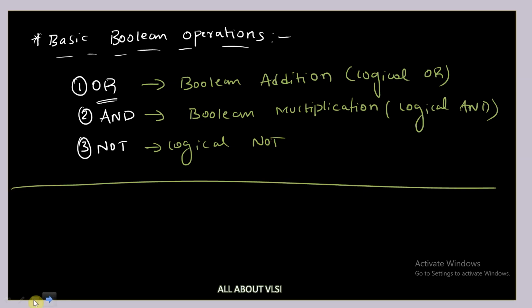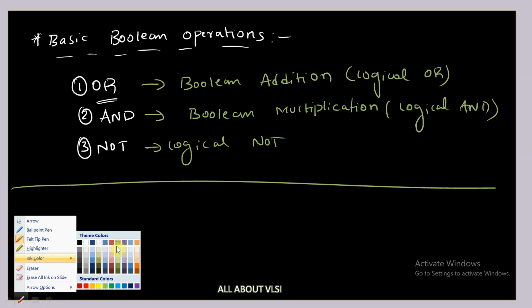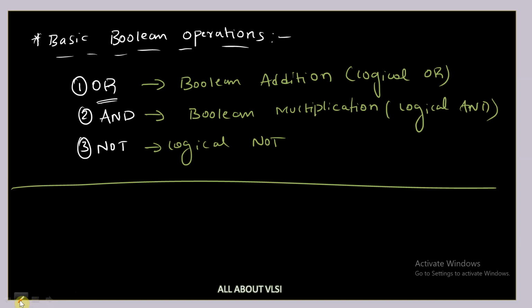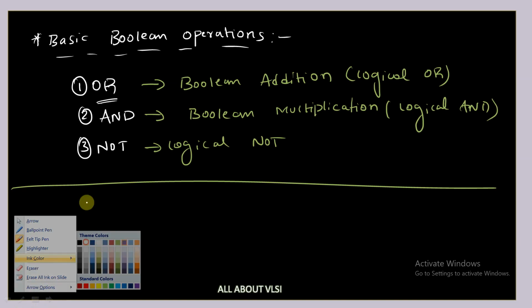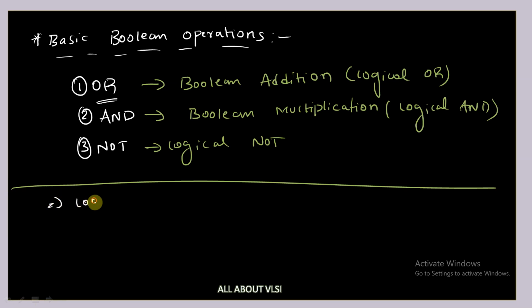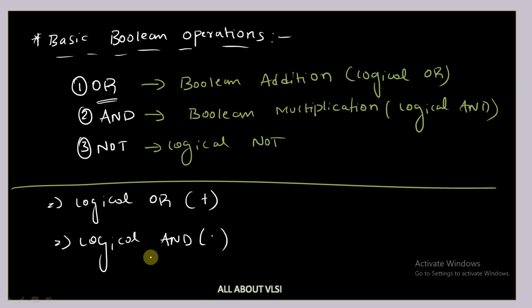So let me change the color. Let's say the logical OR operation is represented with the plus symbol, the logical AND operation is represented with the dot symbol, and NOT can be represented with a bar. So logical NOT is represented with a bar on the variable. I think this we already know.